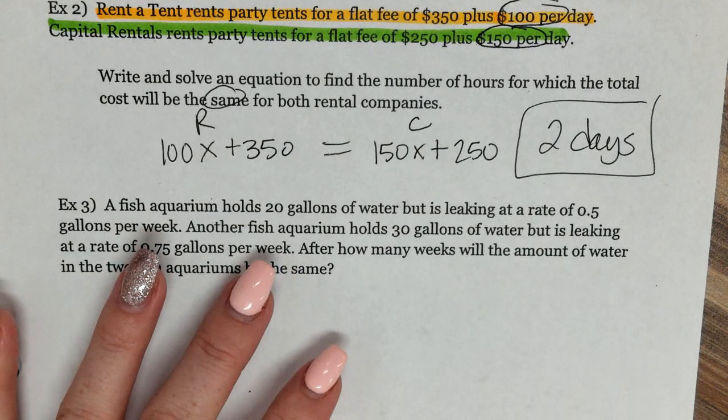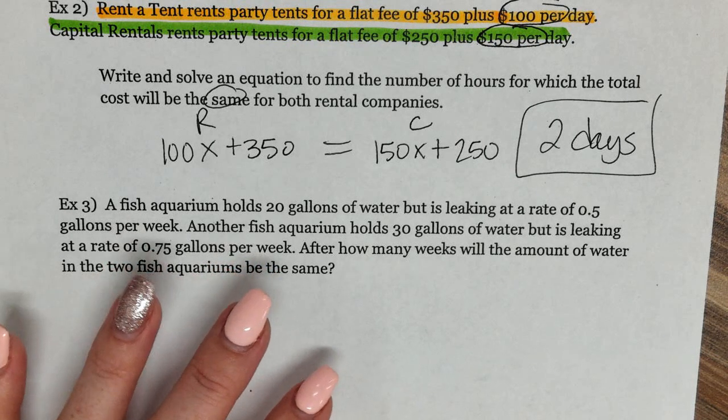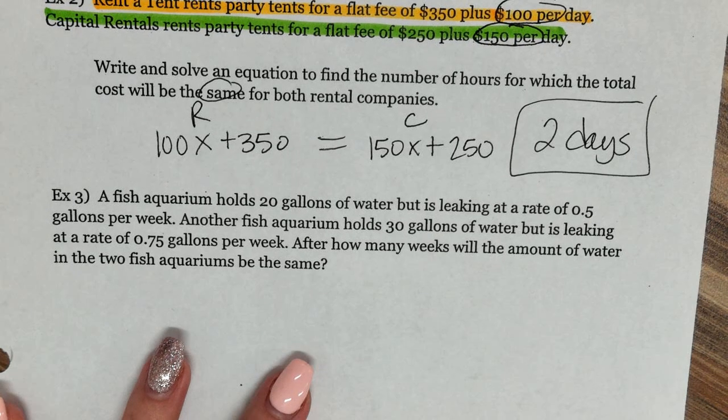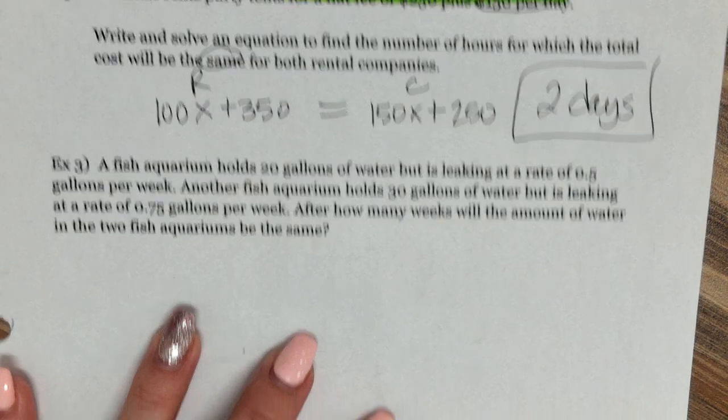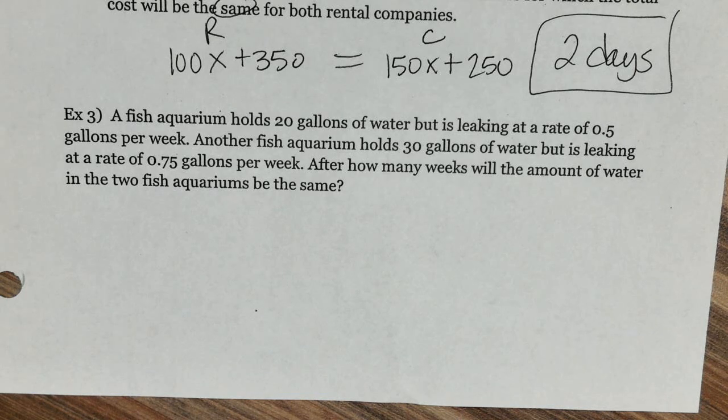Now, this next question is a little tricky, so I want to see if anybody can figure out the tricky part. All right, we have a fish aquarium. We have 2 fish aquariums. The first fish aquarium holds 20 gallons of water and is leaking, did y'all hear that word? At a rate of 0.5 gallons per week. Another fish aquarium holds 30 gallons of water, but it's leaking at a rate of 0.75 gallons per week.